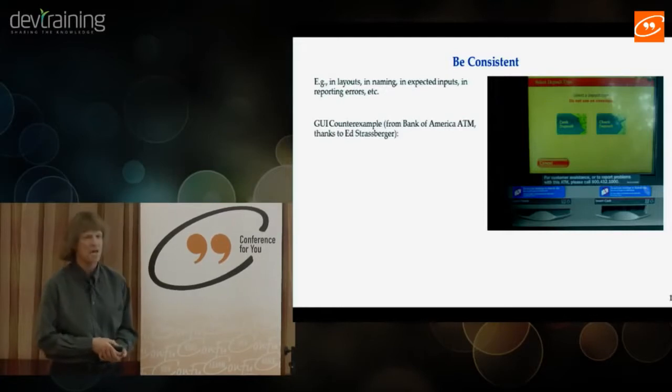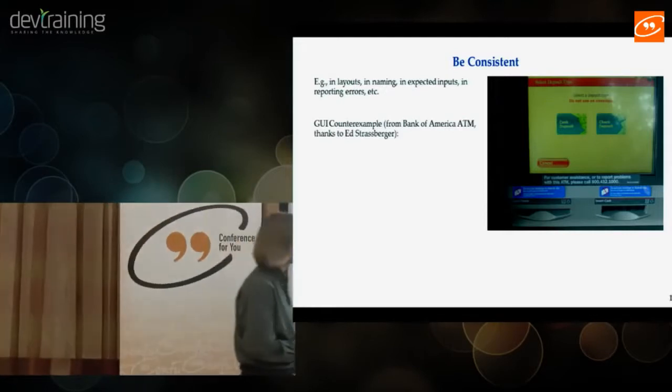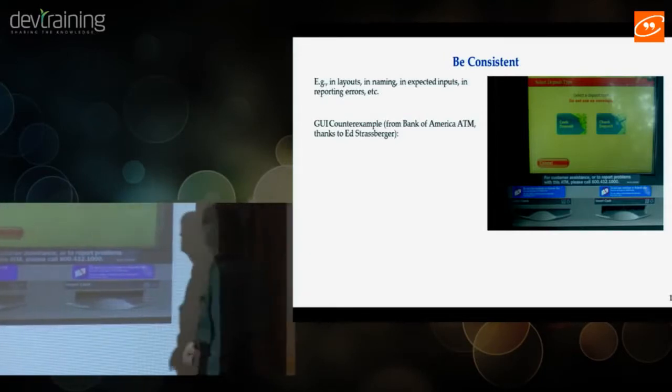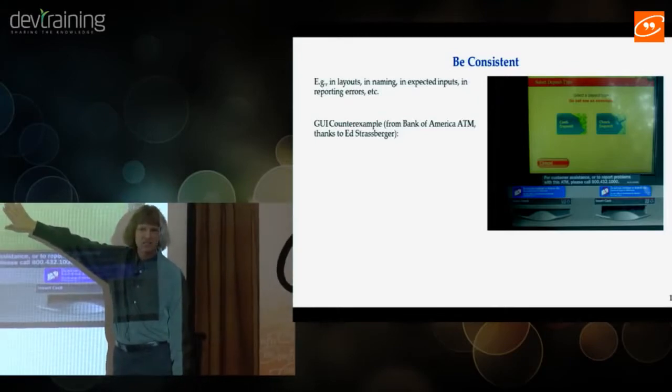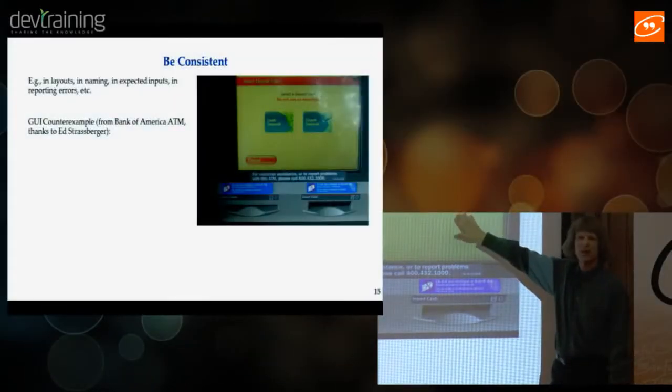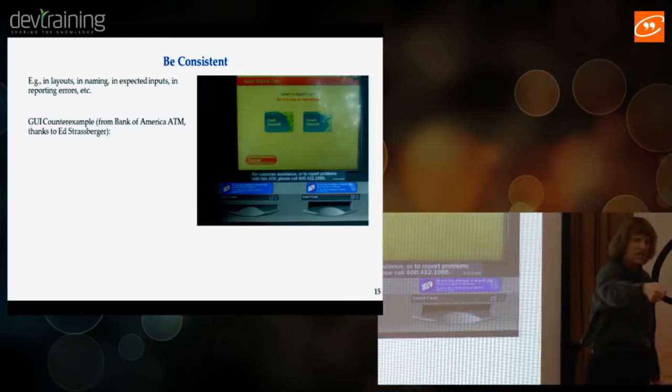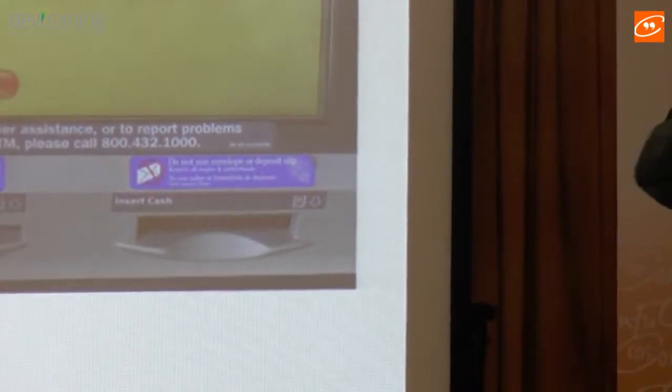So this is an example that was sent to me a while ago. This is a picture of an automatic teller machine for Bank of America. And you can see you have 2 choices here. You can make a cash deposit, or you can make a check deposit. You can see that there needs to be a place to insert the check into the machine. There needs to be a place to insert the cash into the machine.